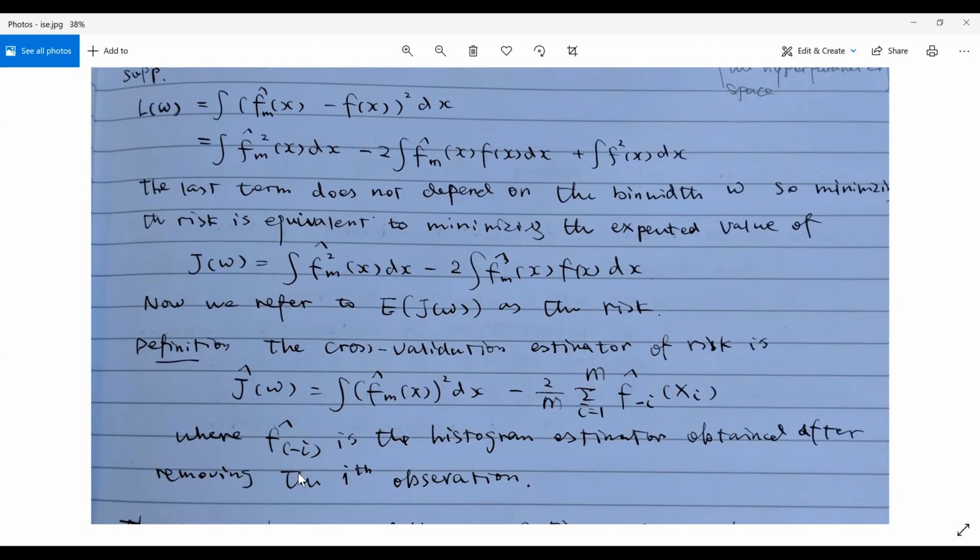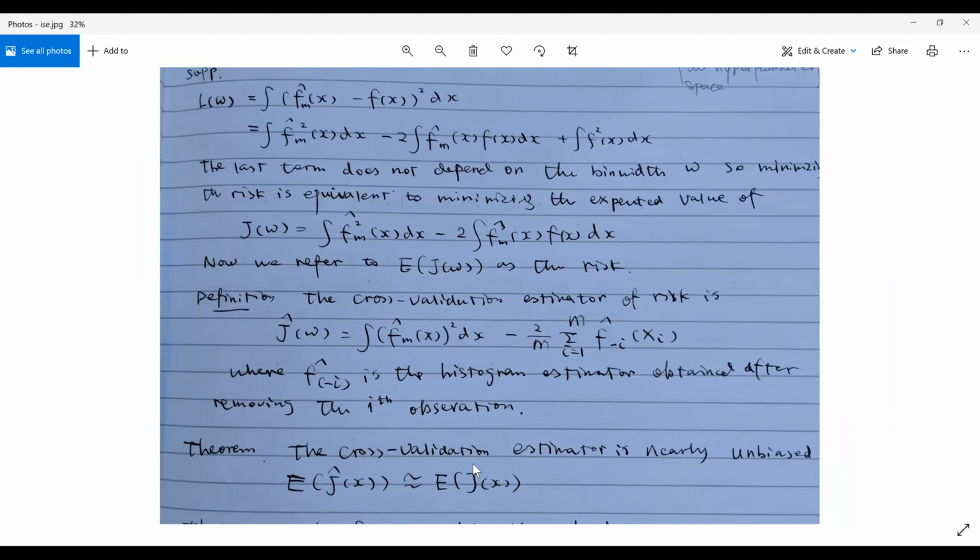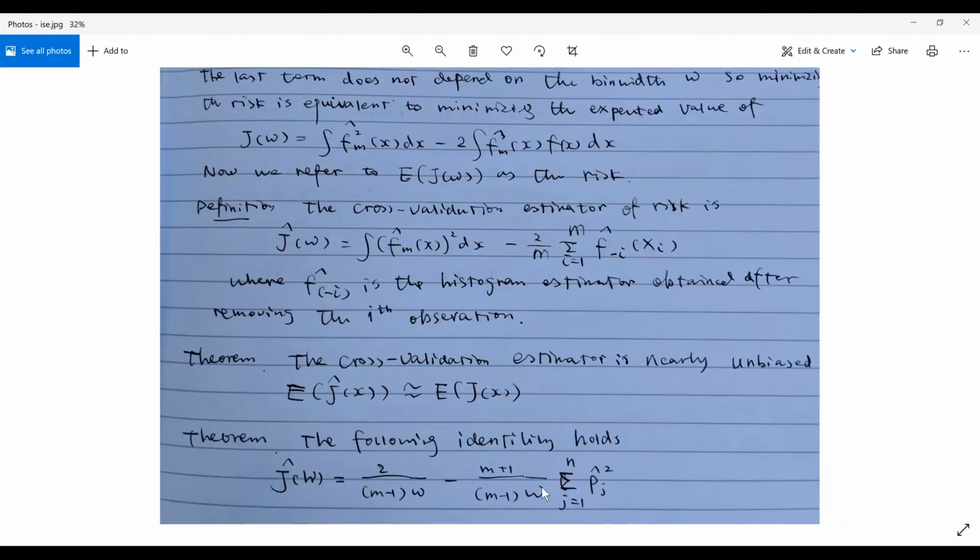So basically, this term is the histogram estimation obtained after removing the i-th observation. You remove the observation and use everybody else to compute this value. Then after certain mathematical rearrangement, which I will skip, you don't need to know that, you will get the actual formula we are showing in the slides. So I hope that at least bridges the gap a little bit.